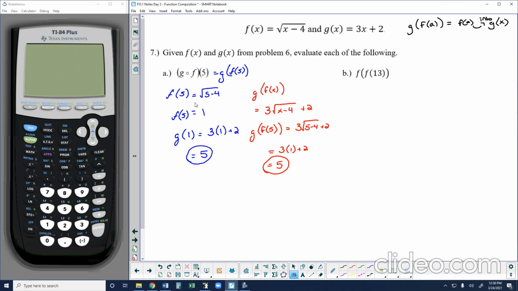So see if you can do B. Go ahead and pause the video and see if you can complete B using a method of your choice. Hopefully you got a chance to do B. B is f of f of 13.